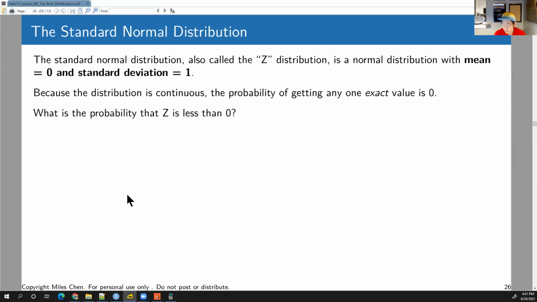Because it's a continuous distribution, this is a little bit of a strange concept: the probability of getting any one exact value.